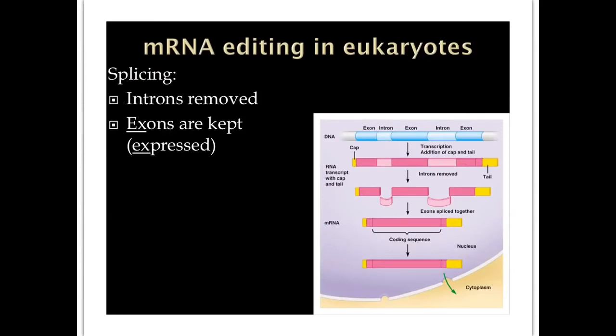mRNA is edited in another way, and again, this is only in eukaryotes. There's a process called splicing. Splicing is when introns are removed, exons are kept. Well, what does that actually mean?